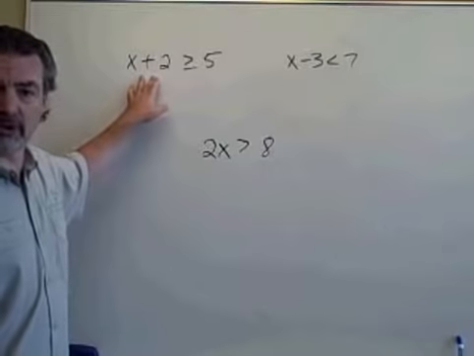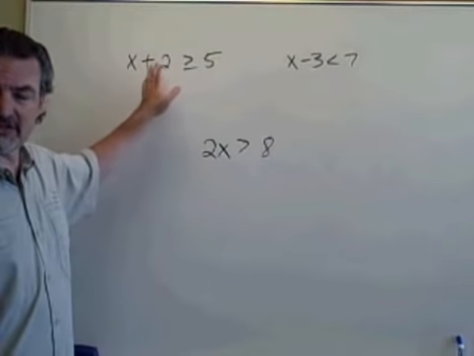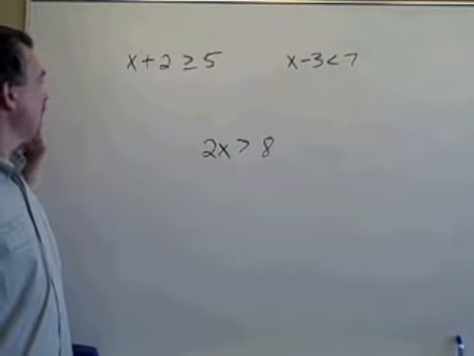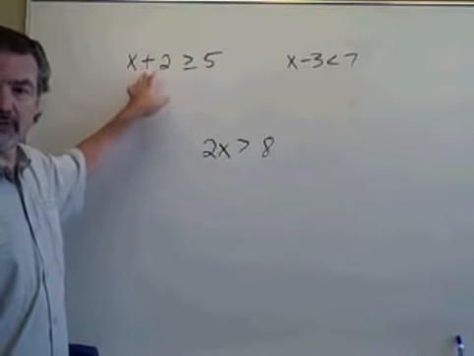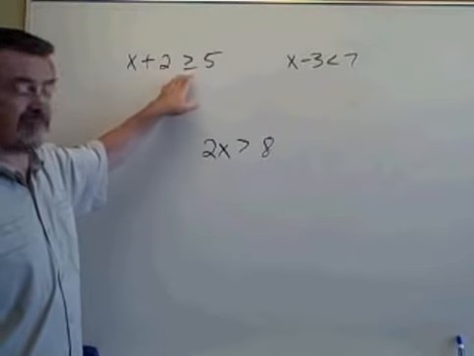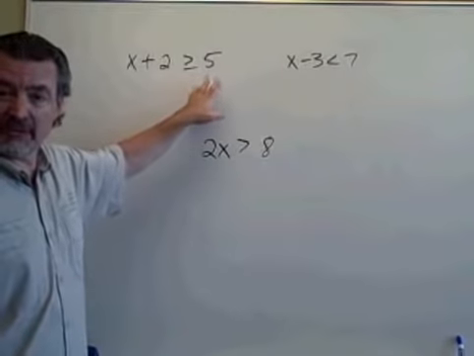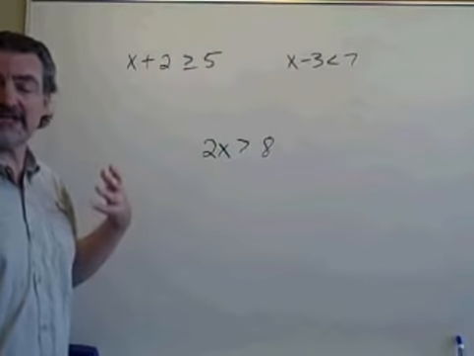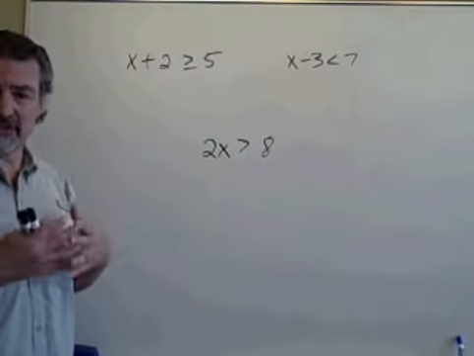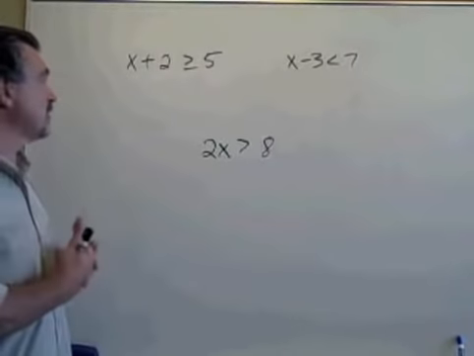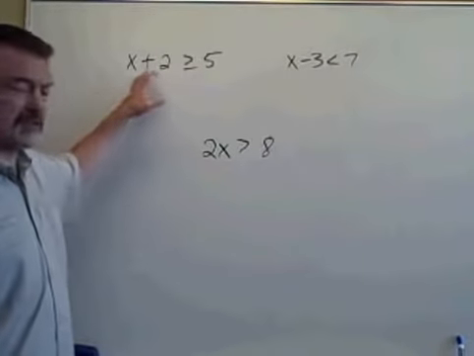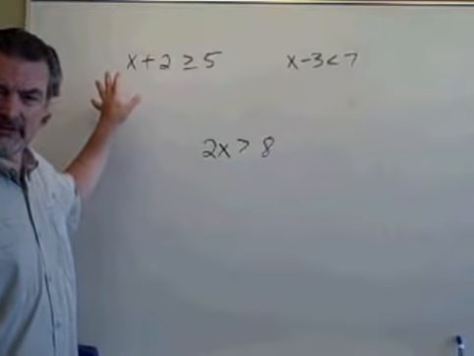3 is less than 5. But I could put in 4. 4 plus 2 is 6. 6 is greater than or equal to 5. I could put in 3. 3 plus 2 is 5, and 5 is greater than or equal to 5. It happens to be equal to it, so it's either one or the other. It doesn't have to be both. It can be one or the other. So you can see we have a range of values.